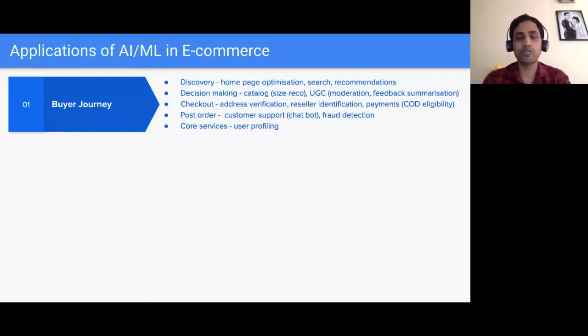In the post-order journey, once you've placed an order, we are very well aware of the customer support ecosystem, where today everyone has started using chatbots to auto-resolve some of the queries that people have in mind.